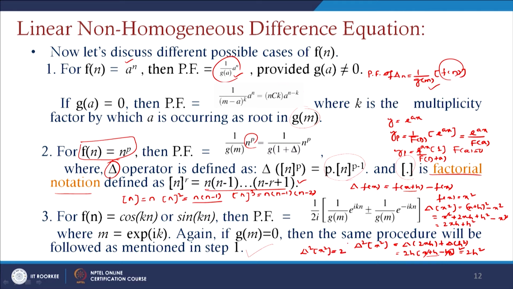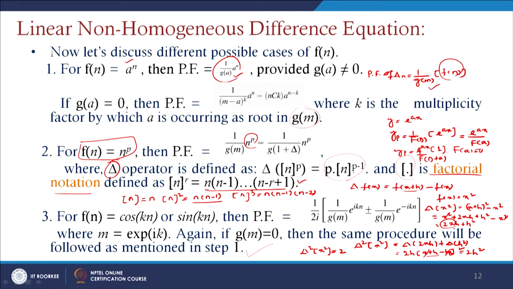Similarly, like the derivative, in the same way we can use this del operator for the function n to the power p, and write this as p n to the power p minus 1. We have seen that if the del operator is used for x square, with the step size h equal to 1, this can be written as 2x plus 1, and the first term is nothing but 2x. That is why the difference operator operated here can be written as p n to the power p minus 1.